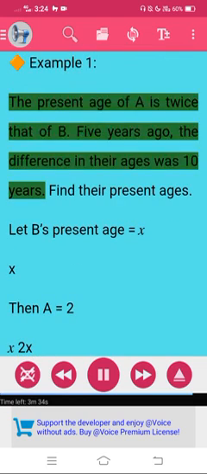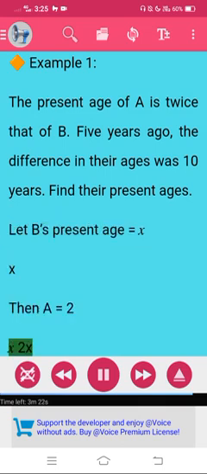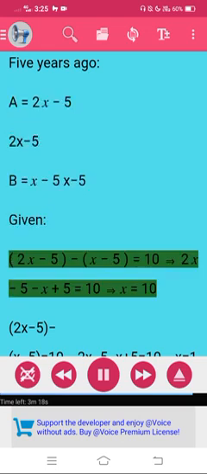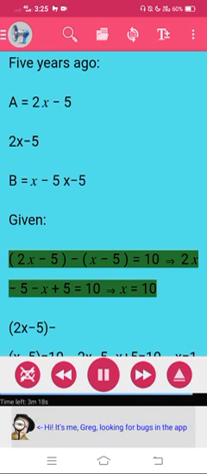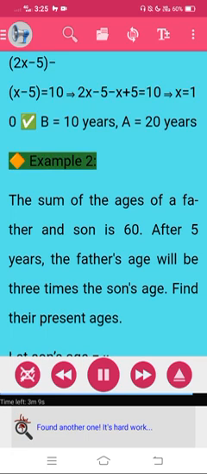Example 1: The present age of A is twice that of B. 5 years ago, the difference in their ages was 10 years. Find their present ages. Let B's present age equal x. Then A equals 2x. 5 years ago, A equals 2x minus 5 and B equals x minus 5. Given: (2x minus 5) minus (x minus 5) equals 10 ⇒ 2x minus 5 minus x plus 5 equals 10 ⇒ x equals 10. So B equals 10 years, and A equals 20 years.